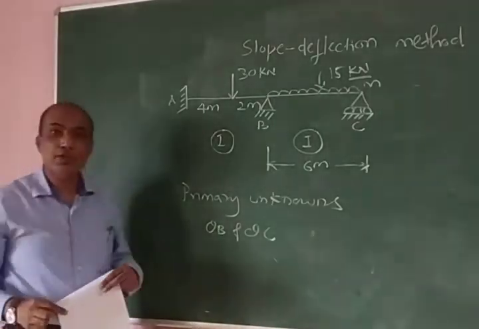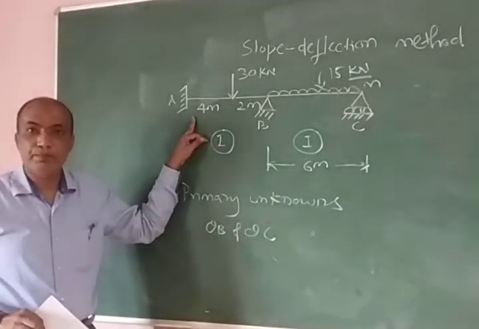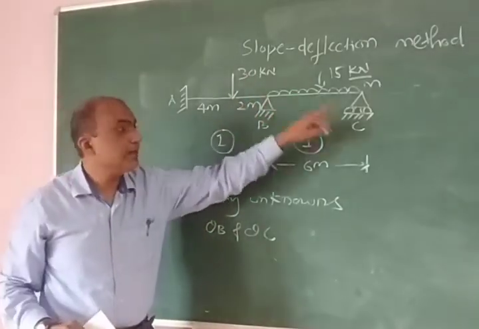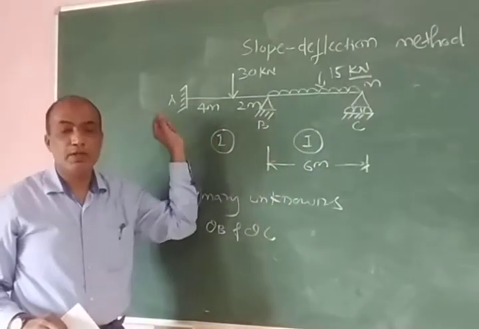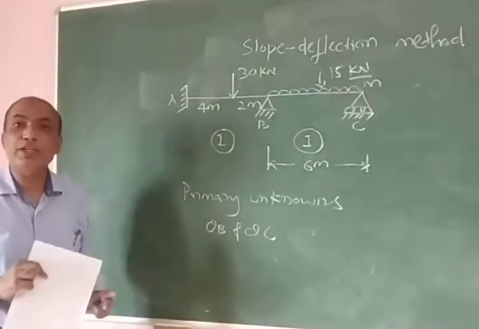The primary unknowns are theta B and theta C, because theta A is 0, fixed end. Theta B exists because it is a hinged end. Theta C exists because it is a roller end. So only two primary unknowns, and these two primary unknowns we need to find out.